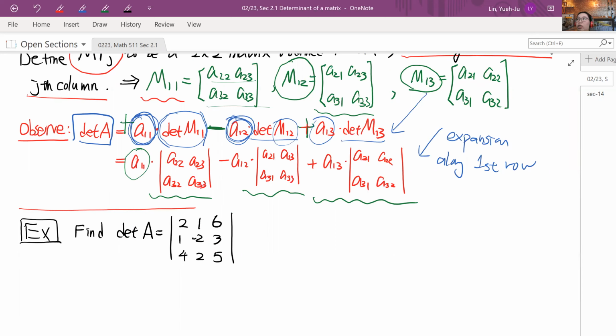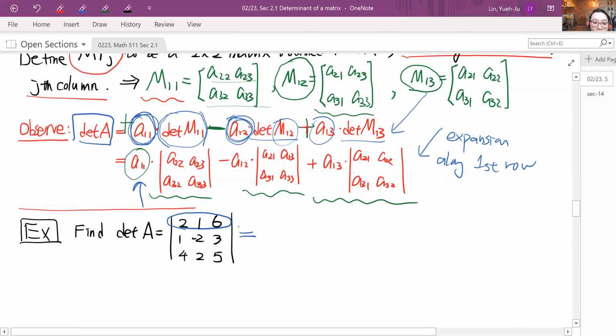Later on, you're going to see you don't have to go through the first row. You can choose either the first column or second row or second column, whichever is easier. But for now, let's stick with the expansion along the first row and calculate the determinant. Once we are more familiar with the techniques, then we switch to a more general scheme. So for determinant A here, I'm going to stick with what we just did and expand along this first row, following the formula above.